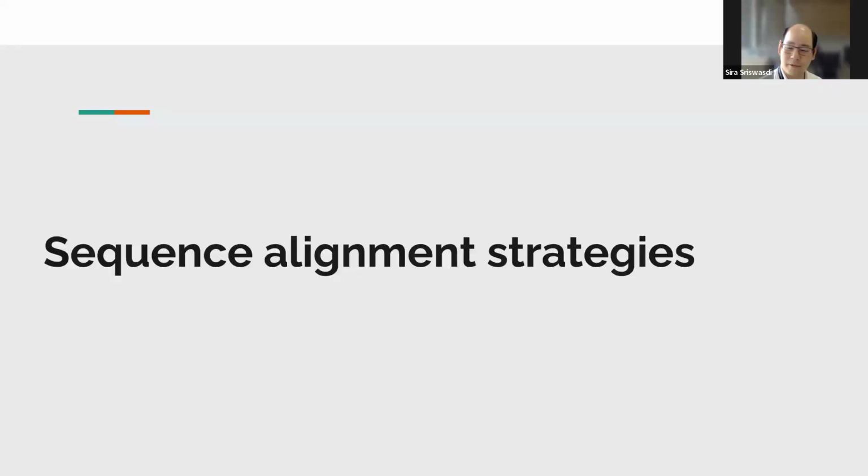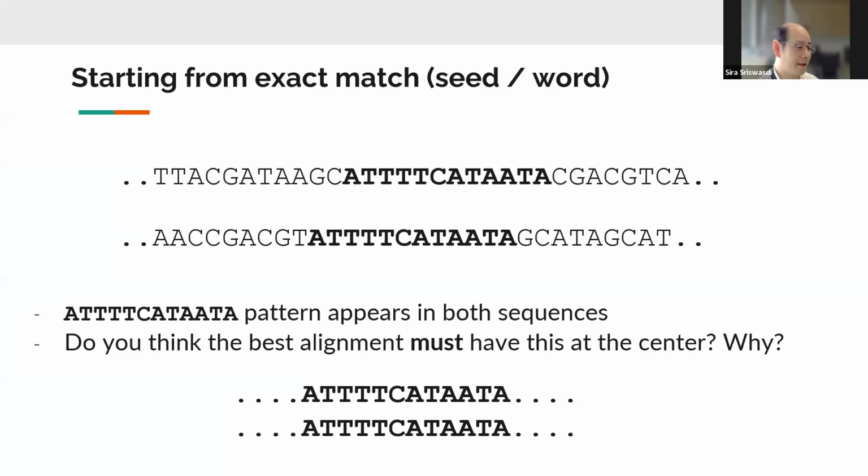So now I hope that all of you are convinced that sequence alignment is a powerful tool that we have in computational biology. Now we want to look at the algorithms or the strategies that computer scientists can use to perform sequence alignment. So let's start simple. Let's say we have two DNA sequences, the top and the bottom here, and I help everyone by highlighting the region in bold. These are perfect matches between the two.